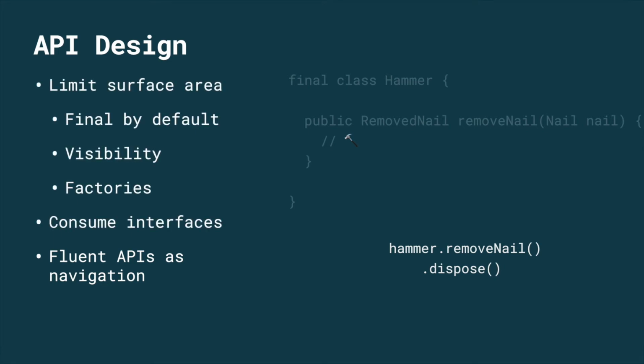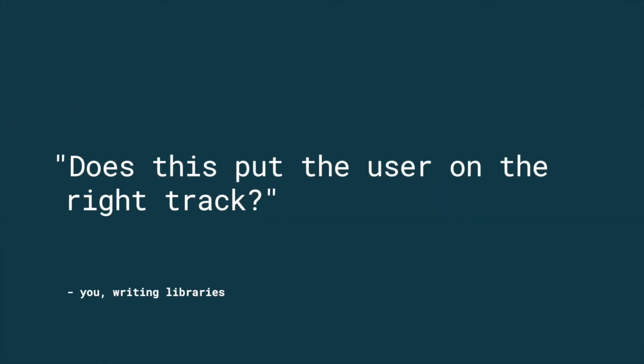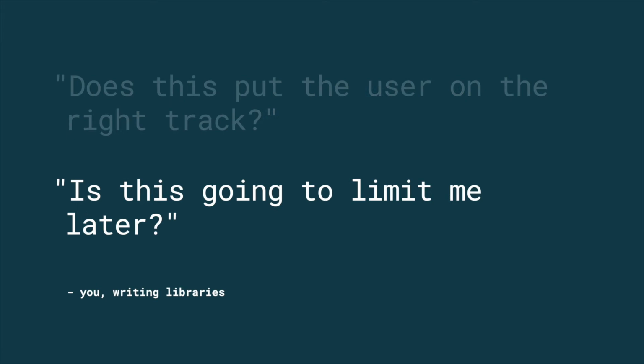So if we look back at this as a whole, basically when you're writing an API, you want to ask yourself, does this put the user on the right track? While also at the same time, and perhaps a little bit more privately, asking yourself, is this going to limit me later when I try to make changes?